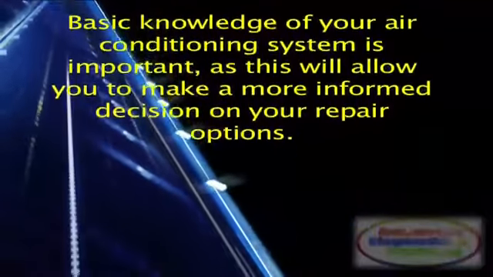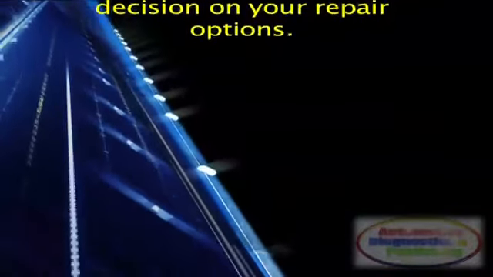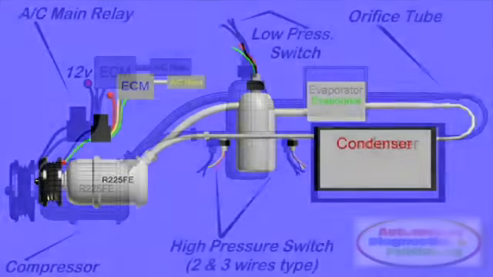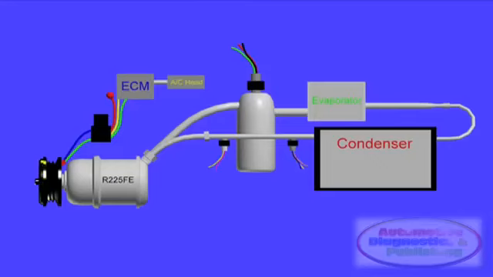Basic knowledge of your air conditioning system is important, as this will allow you to make a more informed decision on your repair options. Modern air conditioning or HVAC systems are composed of the following: compressor, condenser, evaporator, orifice tube, expansion valve, receiver dryer, or accumulator. If your car has an orifice tube, it will not have an expansion valve, as these two devices serve the same purpose. Also, you will either have a receiver dryer or an accumulator, but not both.